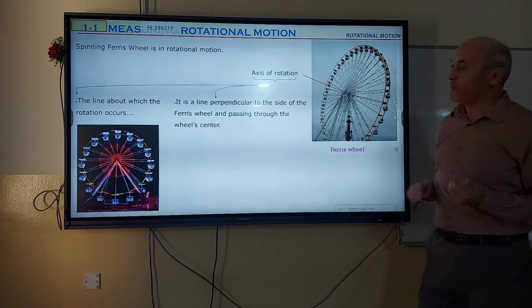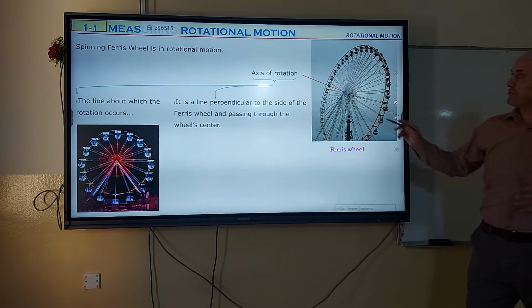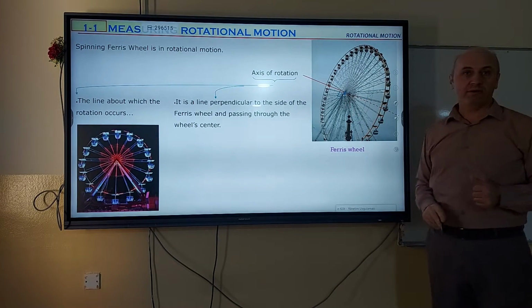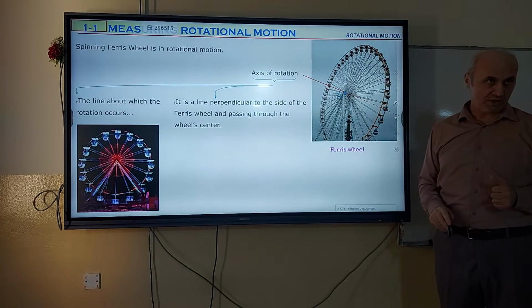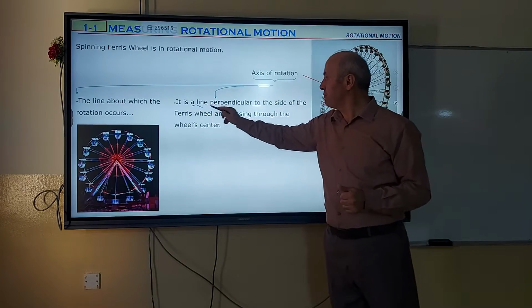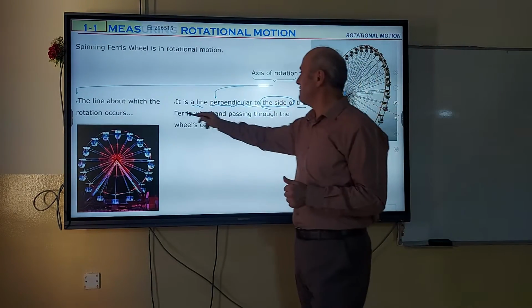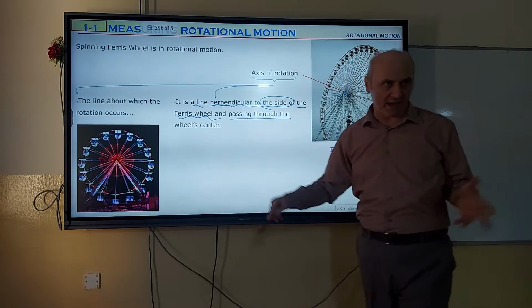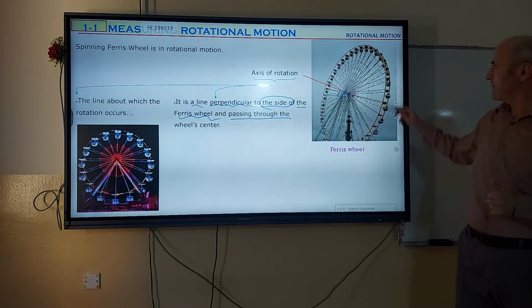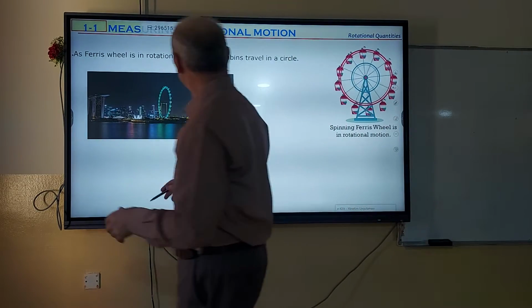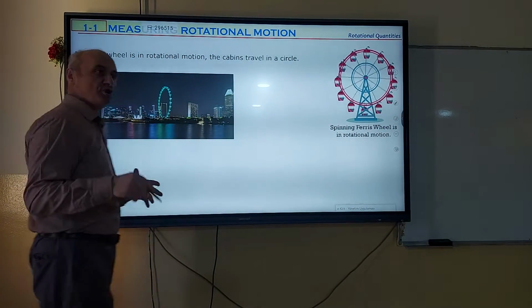And also, when we check this line which passes through the center, we are going to see that this line is perpendicular to the surface. That's why it is the line perpendicular to the side, yani the surface of the Ferris wheel, and passing through the wheel's center for the Ferris wheel.